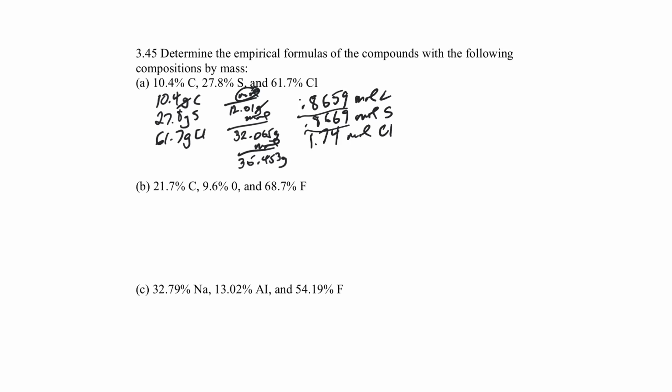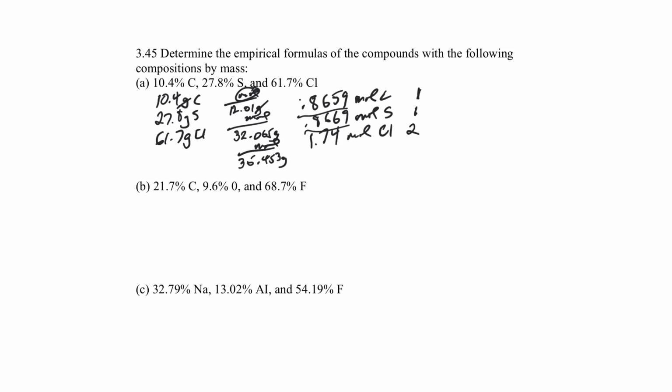So 0.8659 into itself is going to be 1. 0.865 into itself is 1, and I'll have to fudge it just a tiny bit. What about into the 1.74? 1.74 divided by 0.8659, and I get 2.00, which is exactly 2. Do you see? Now I've got my subscripts.